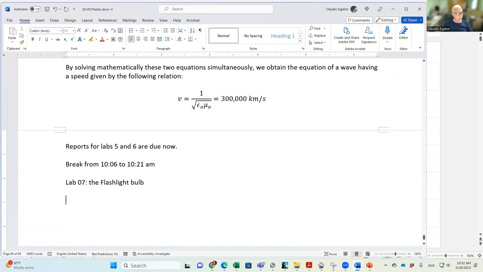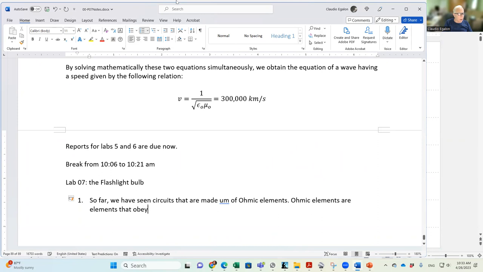Okay, so what is this lab all about? So far we have seen circuits that are made up of ohmic elements. And what do we mean by ohmic elements? Ohmic elements are elements that obey Ohm's law, V equals Ri.